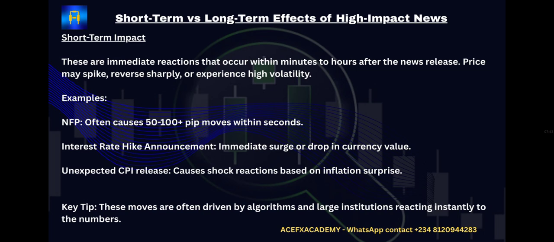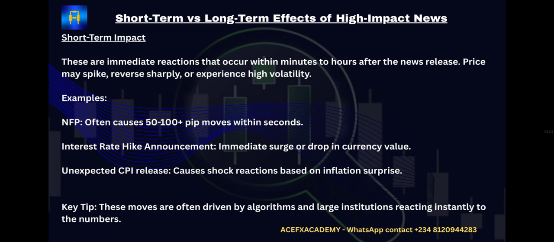So the NFP often gives like 50 to 100 pips movement within a second. You understand? So this is the thing that most traders are running away from. Something that gives you 100 pips movement, 50 pips movement. Are you supposed to be running away from it? That's because you don't understand the fundamentals. If you understand it, you won't be running away from it. Interest rate hike, which is the FOMC announcement, often causes a surge or drop in currency value.